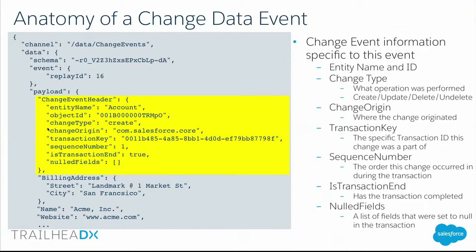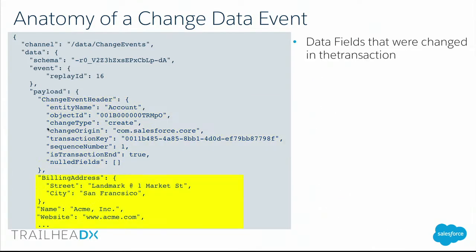We see what the ID is of that. Change origin is, we see that this was changed by com.salesforce.core, so this was a core Salesforce code, or a change that was made probably through the UI. We have the transaction key and sequence number. If that transaction actually had to do 4 or 5 things, you'd see the sequence number change for each of the events. Is the transaction completed? And nulled fields, which will give you a list of anything that has been nulled. And finally, we have the actual data that changed.